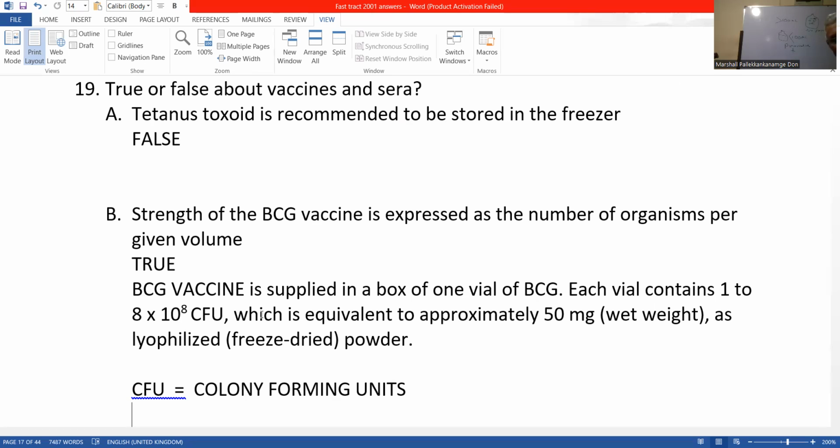Strength of BCG vaccine is expressed as the number of organisms per given volume. BCG vaccine is supplied in a box or vial, and it contains 8 into 10 to the power 8 colony forming units. That is the number of live organisms. So it is true.